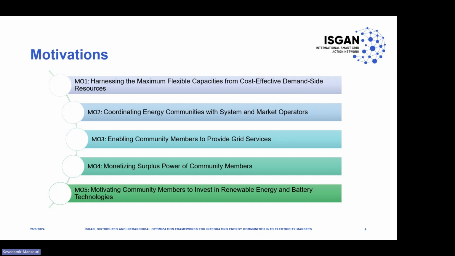So we need to aggregate this flexibility and then transfer it to the grid. And the last motivation is motivating energy community members to invest in renewable energy and battery technologies, because only with these technologies can they provide flexibility services for the grid. And also they need controllable appliances.